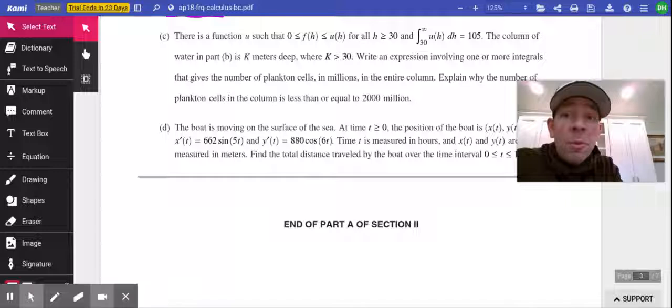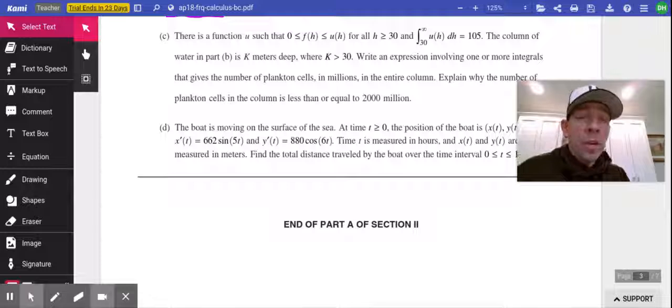Now, that column of water that we just described in part B, instead of being 30 meters deep, it's now K meters deep. And of course, K is going to be greater than 30. So it might be 40, 50, 65 meters deep. We're not sure. Write an expression involving one or more integrals that gives the number of plankton cells in millions in the entire column. So we've kind of already done that 0 to 30 column. And then we're just going to add on to that how many cells there are between 30 down to K.